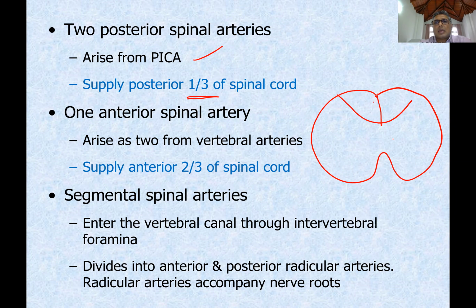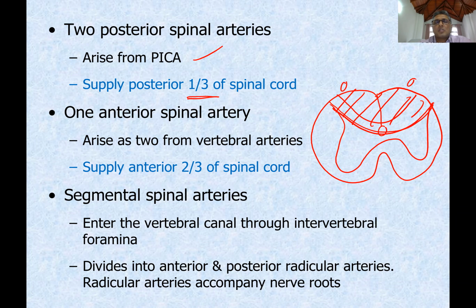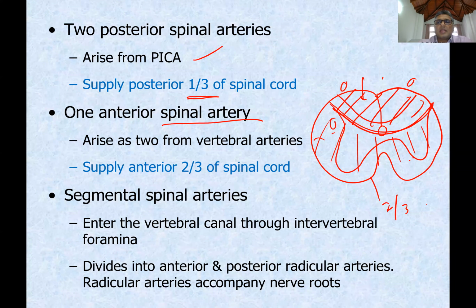So if I draw it like this, that area is supplied by the two posterior spinal arteries, and this whole area is two-thirds supplied by the anterior spinal artery. So all your nerve tracts except the posterior white column tracts can be affected if you damage the anterior spinal artery. We'll take a look at that towards the end.